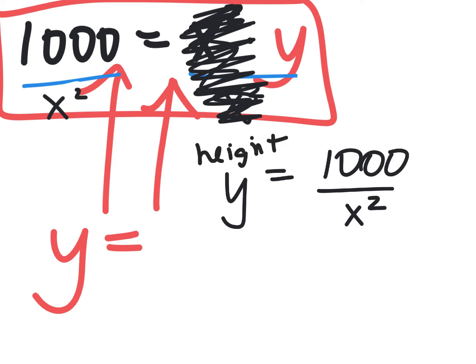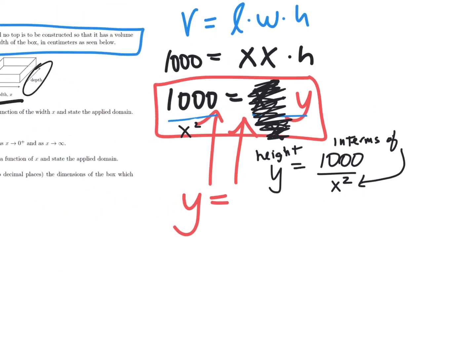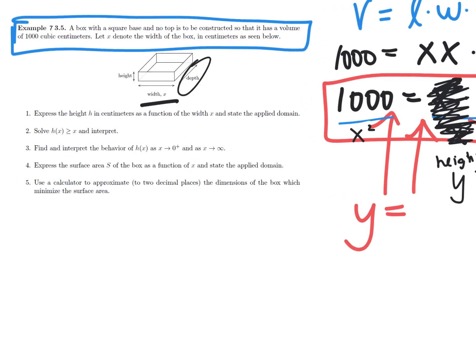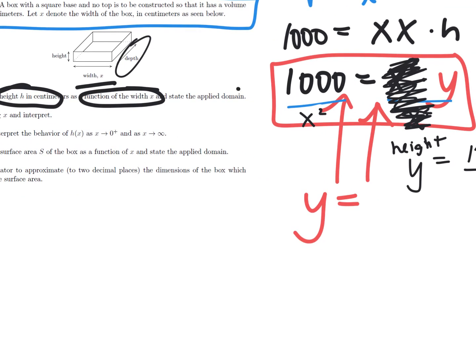And this is a way of saying stuff that you need to understand because we're going to ask the questions this way on the test. The height is in terms of x. You don't have to say all the numbers that are with the x, but the height is in terms of x. Okay. Now let's go back and look at the actual question. Express the height as a function of the width x and state the applied domain.